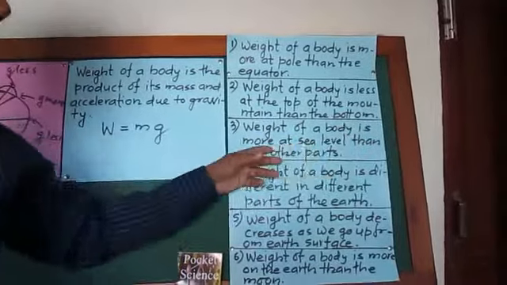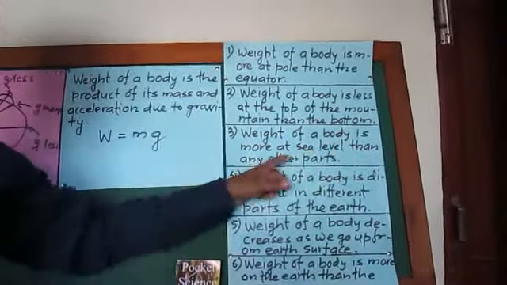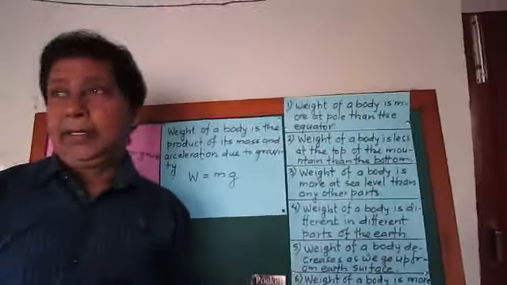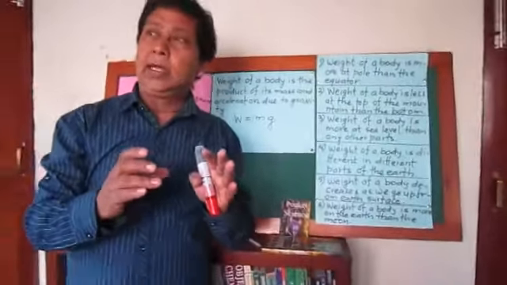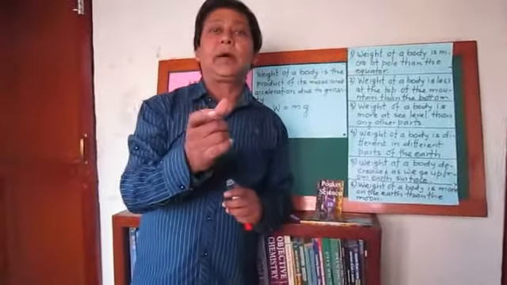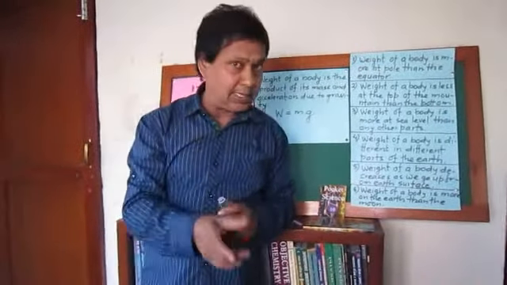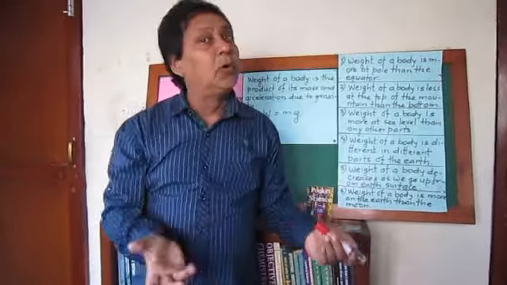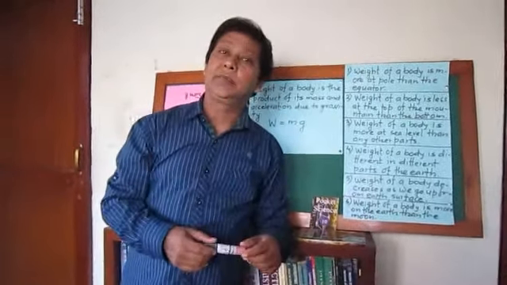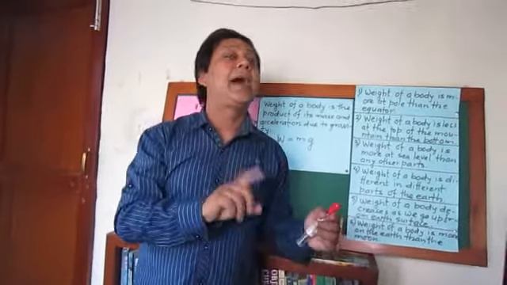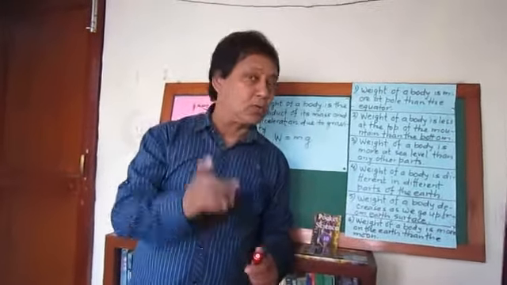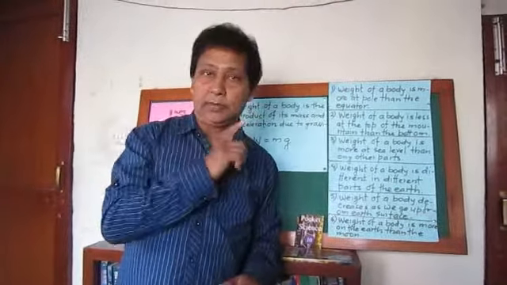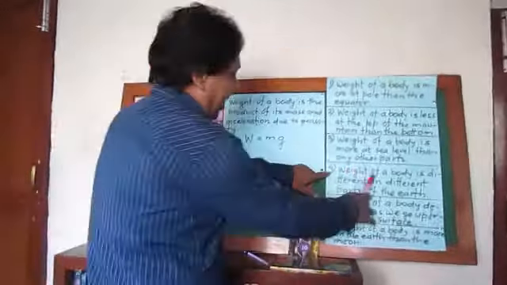Weight of a body is more at sea level than at any other place. Now let's talk about this. Sea level is the place where the radius of the earth is very less. If radius is less, g will be more, because g is inversely proportional to the square of the radius of the earth. If g is more, then the product of mass and g, that is the weight of the body, will also be more. That's why weight of a body is more at sea level than at any other part of the earth. Let's go to the fourth fact.